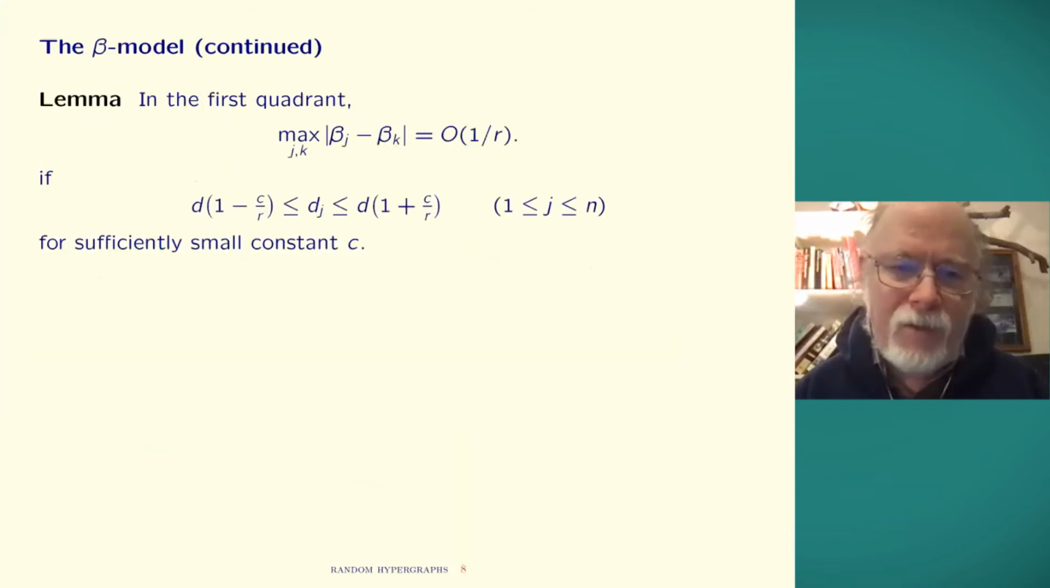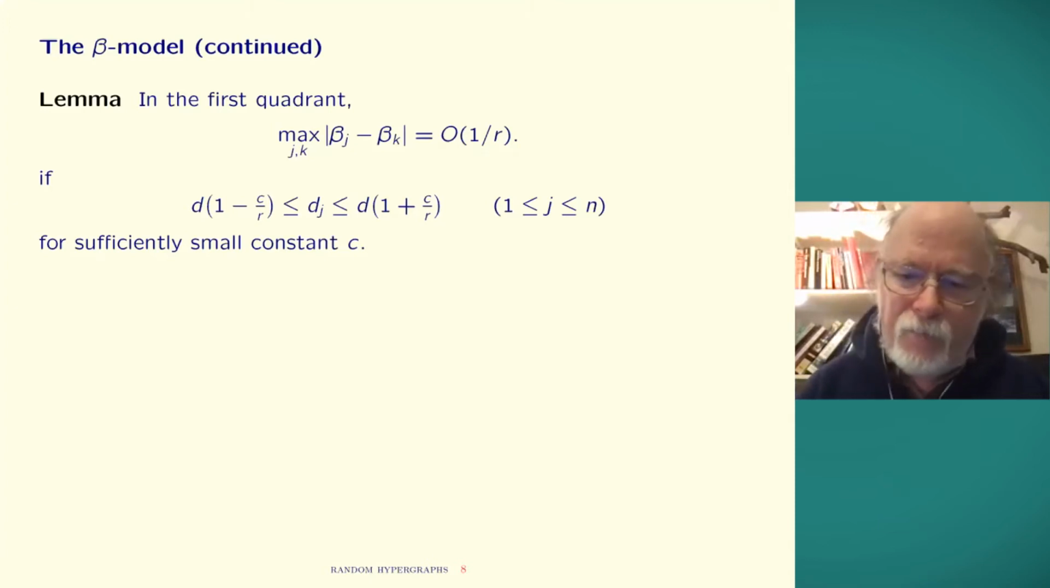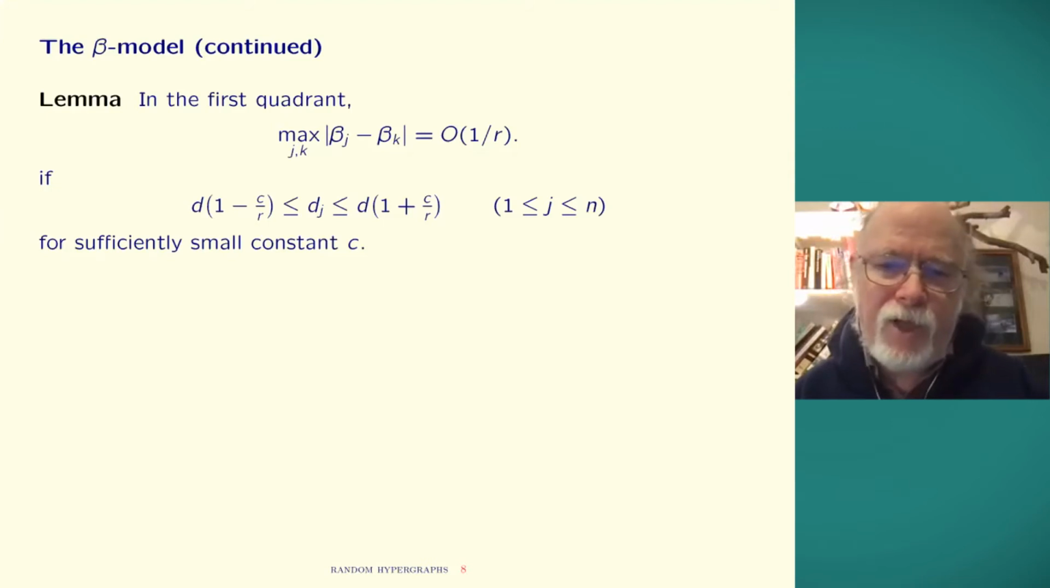Fortunately, we can prove a lemma that says this condition on the betas holds, providing the degrees don't differ from the average degree by more than relatively a constant over R, where the constant is sufficiently small. So if every degree is the average degree times 1 plus or minus a small constant over the edge size, then the condition on the betas is satisfied. This is probably fairly close to sharp. We do have some more versions of it that give some additional conditions, but it's fairly close to sharp.